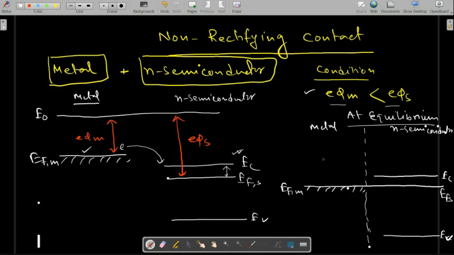So if some of the electrons are transferred here to the semiconductor side, we can say near the junction there is a little bit more electron concentration compared to the other part of the semiconductor, because we got some extra electrons from the metal side. So near the junction, the electron density is a little bit higher compared to the other part of the semiconductor. That means, in other words, we can say the junction region behaves like more N-type compared to the other part of the semiconductor.